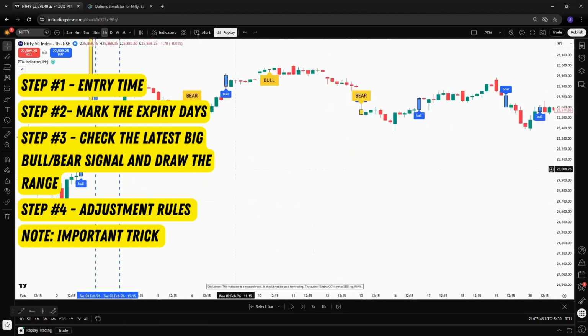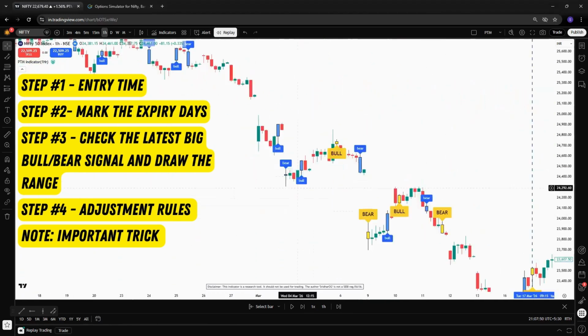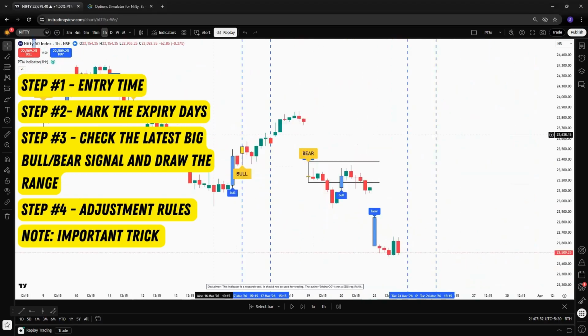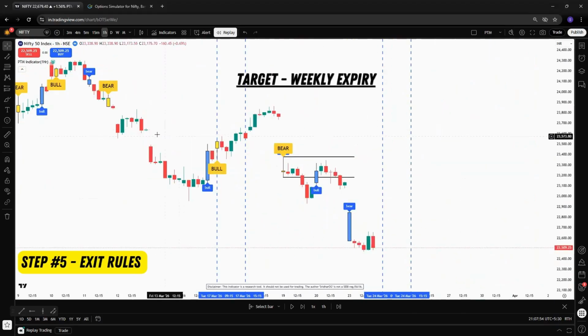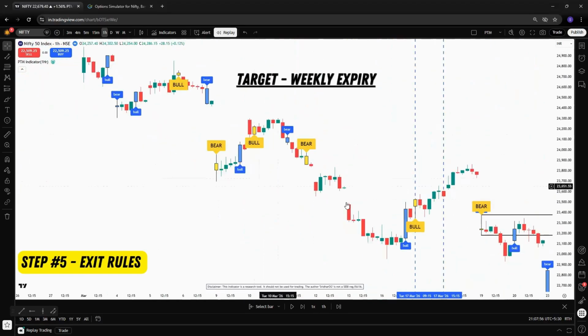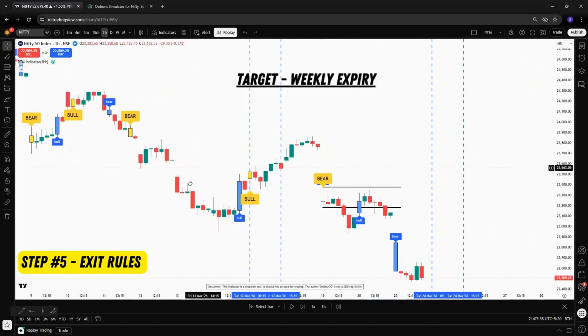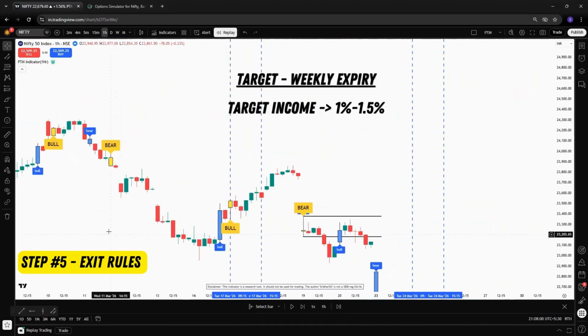The last note we are going to make is about exit rules. What are the exit rules? First rule: if you are already in profit, no need to worry, you can exit on your expiry day morning, or whenever your target hits. What is the target again? 1% to 1.5% maximum. Okay, that is one of the exit rules.